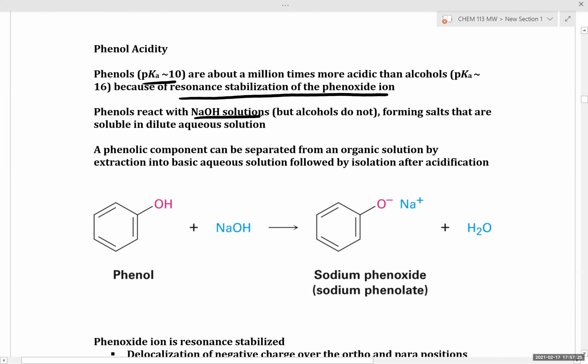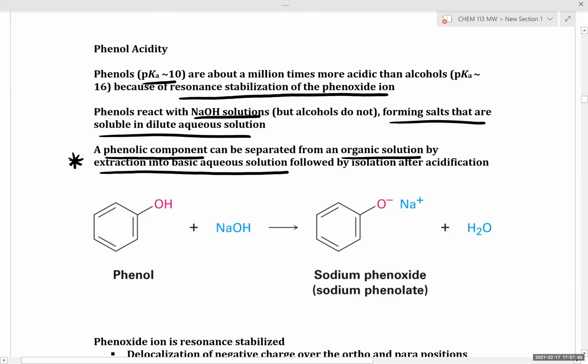Phenols can react with weak basic solutions, such as a sodium hydroxide solution, forming salts that are soluble in dilute aqueous solution. Thus, and this is important as we'll actually use this theory, we may have already used this theory in the extraction lab, a phenolic component can be separated from an organic solution by extraction into a basic aqueous solution, followed by isolation. So phenols, due to their unique acidity, are separable from common alcohols. And you may see this in the extraction lab.